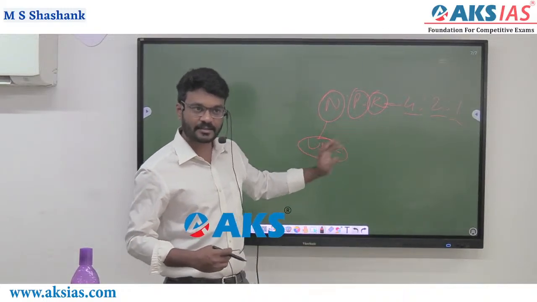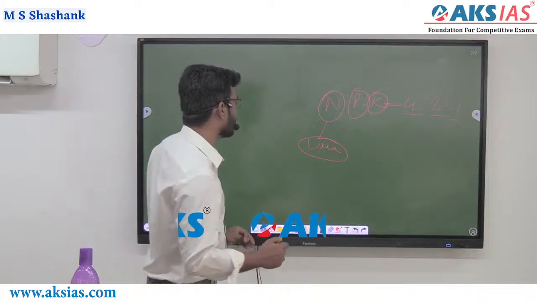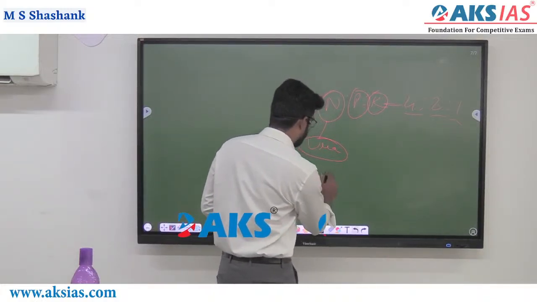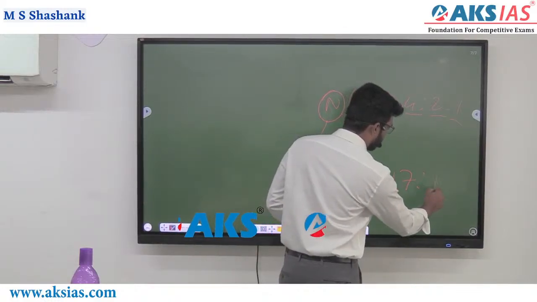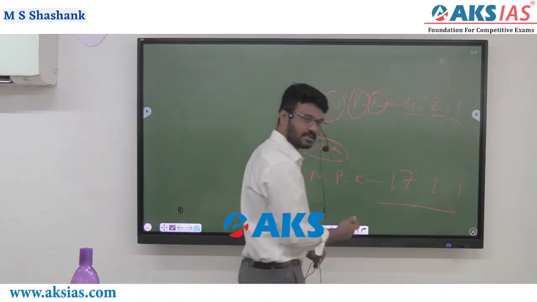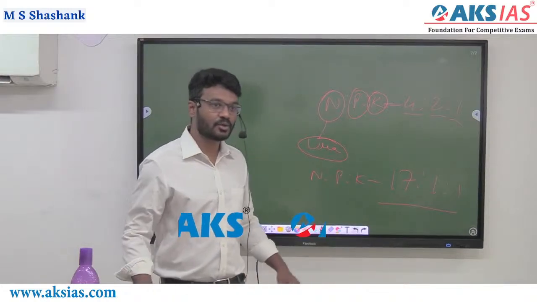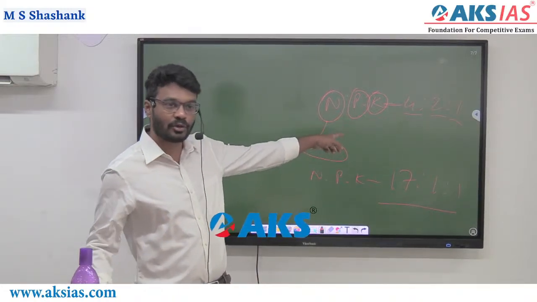So this is the natural thing. But you know what happens in Indian agriculture? They use 17:1:1. So this is the ratio which they use. They are using more than the required amount of urea.